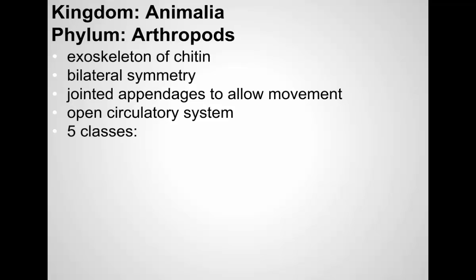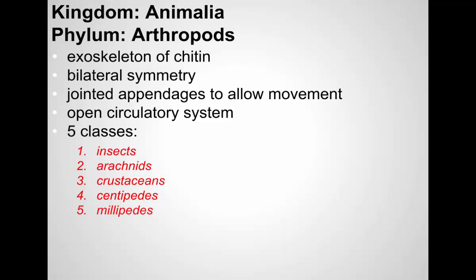And there's 5 classes of arthropods. And you're familiar, I'm sure, with all of these. There's the insects, the largest of the arthropod classes. There are the arachnids, spiders. There are the crustaceans. And then centipedes and millipedes.